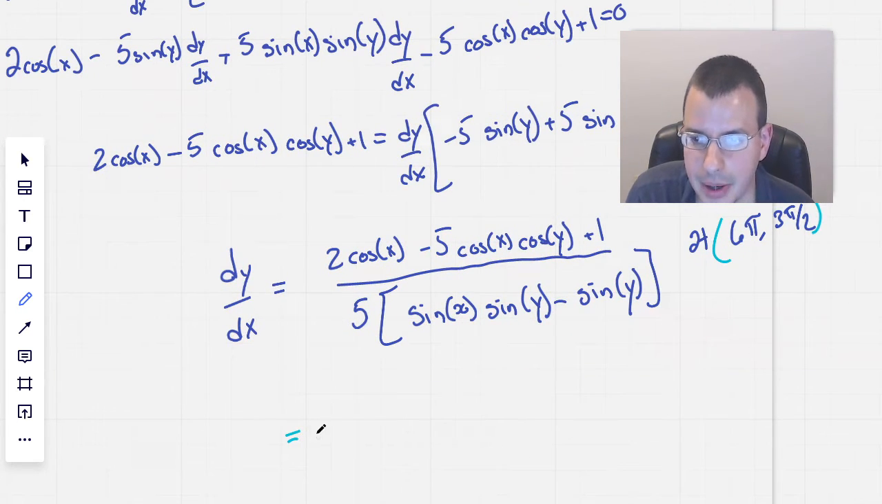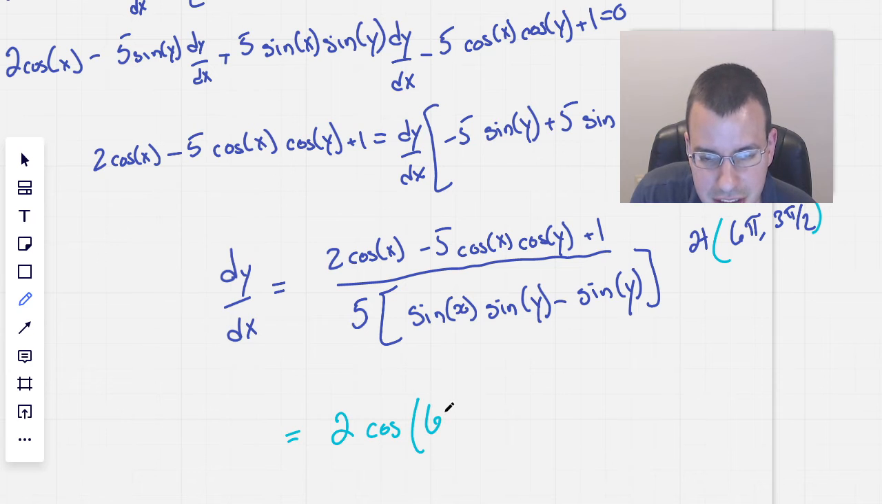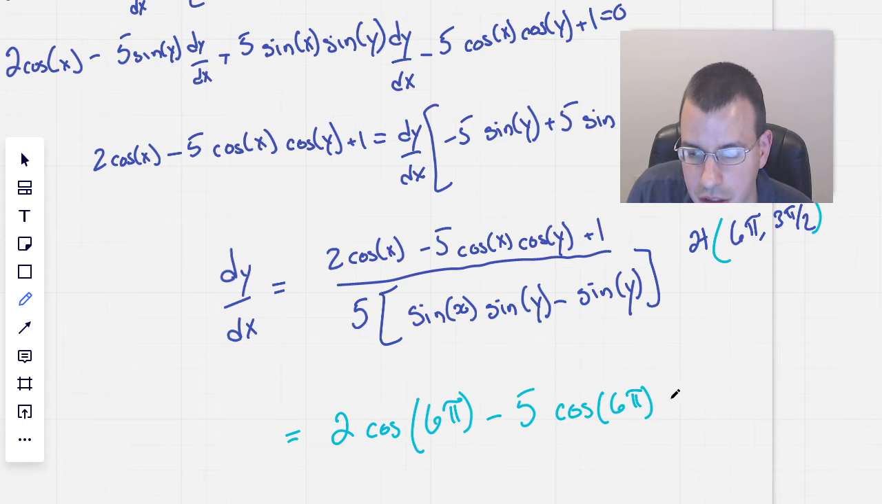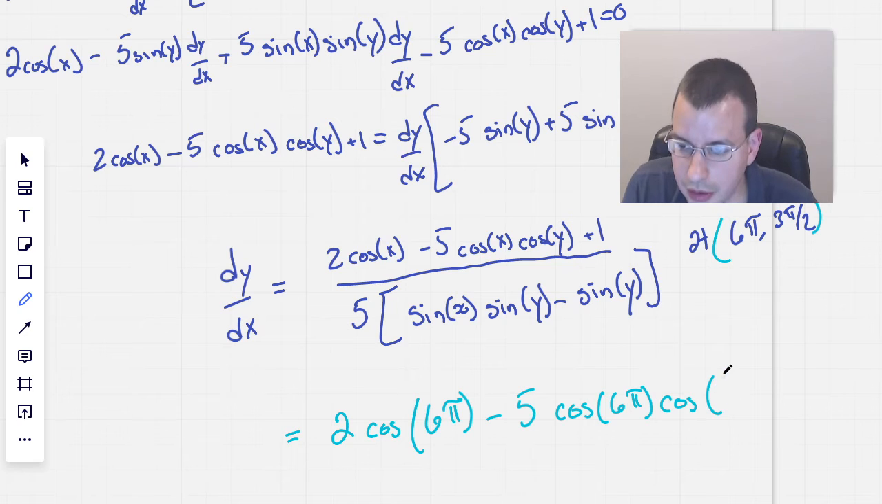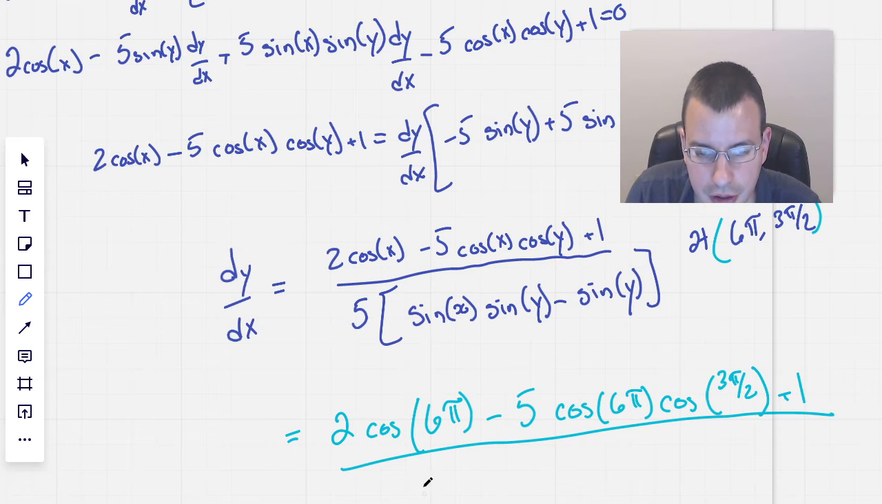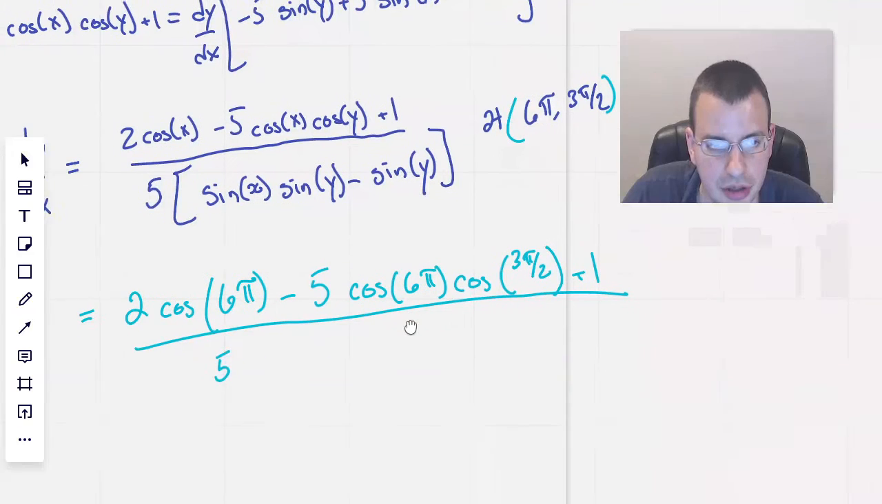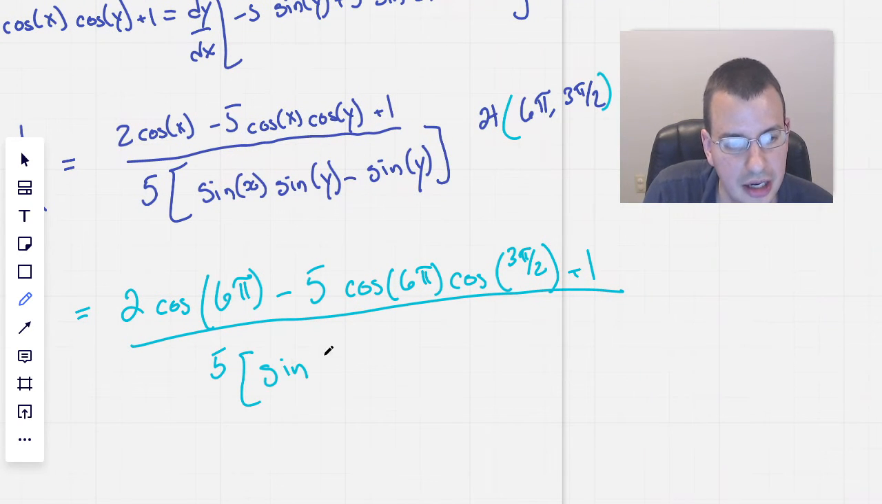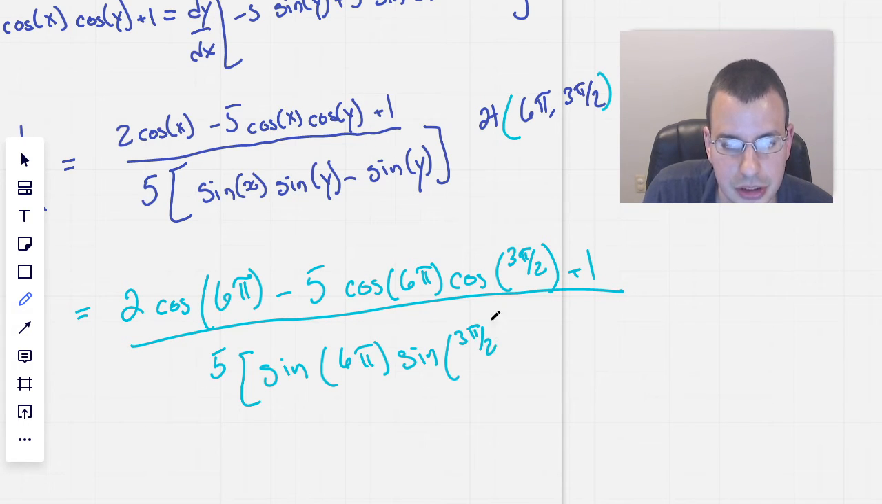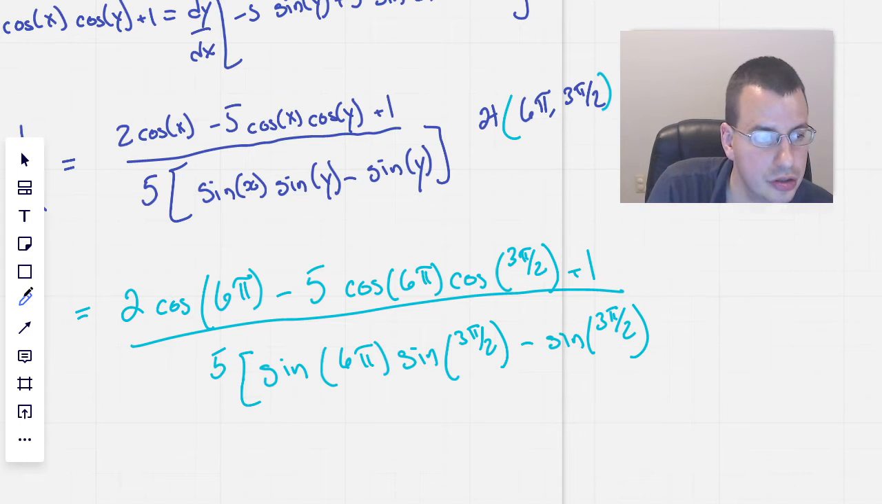Okay, 6π, so we're going to find our slope here. So we have 2 cosine of 6π minus 5 cosine 6π cosine 3π/2 plus 1, all over 5 sine 6π times sine 3π/2 minus sine of 3π/2. Close the bracket.